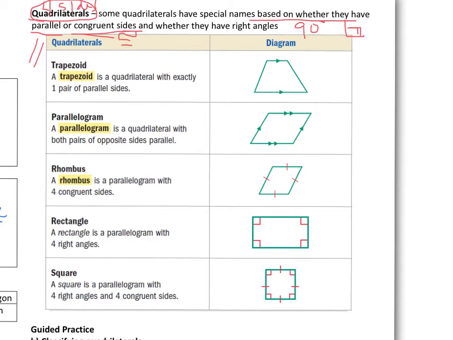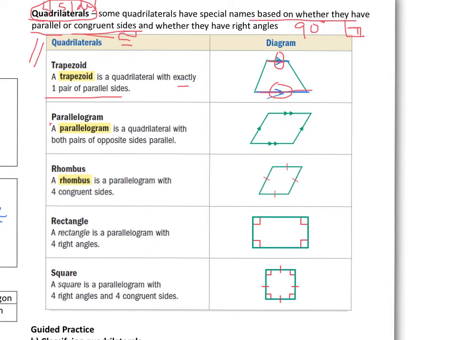Okay, the trapezoid. A trapezoid is a quadrilateral with exactly one pair of parallel sides. So the parallel sides would be here, this one and this one. And this is the symbol we use to represent parallelism. These two segments will never intersect with each other.